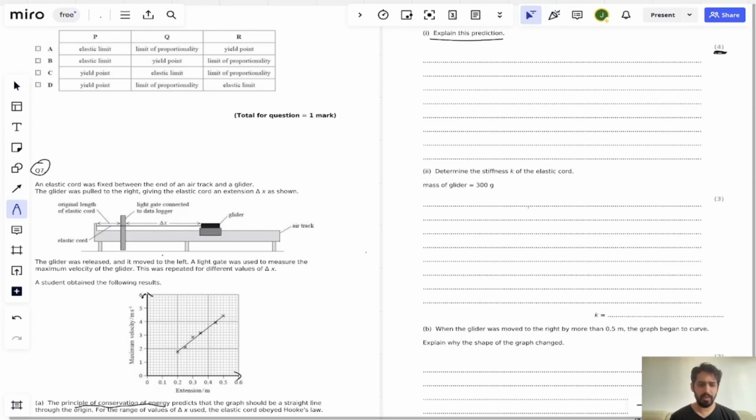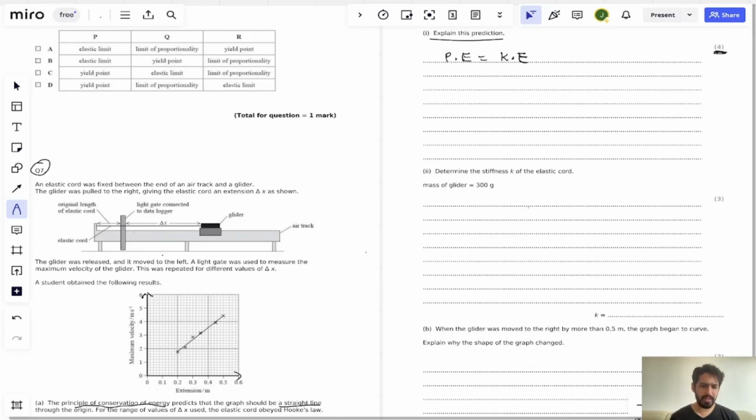We'll just write conservation of energy. For elastic cord, in our case, potential energy must convert into kinetic energy. This is the principle of conservation of energy for this cord and glider system. Using this principle, what we have to prove is this prediction that the graph should be a straight line.